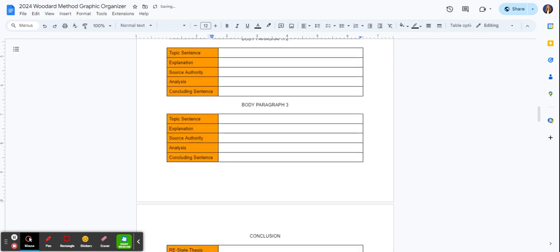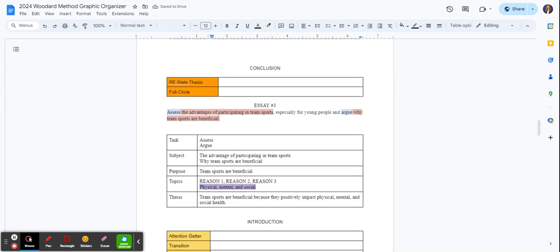We're going to follow the same logic with essay number 3. In this instance, you actually have to provide your own topics because the topics aren't present. So our tasks are assess and argue. Our subjects are the advantage of participating in team sports and why team sports are beneficial. We don't know what our 3 reasons are, so we brainstorm it. We come up with these 3 topics. We know that it's physical, mental, and social.